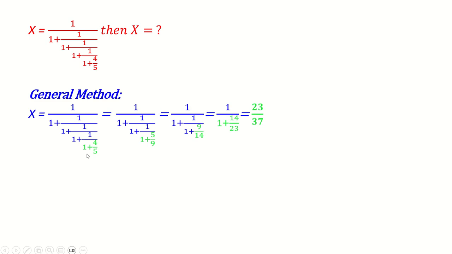How do we solve normally? We look at the 1 plus 4 by 5, and when you simplify this, you will get 9 by 5, so it will reverse. 1 by 9 by 5 is the reverse, so it will become 1 plus 5 by 9. Solve this, and you will get 1 plus 9 by 14. Then solve this, you will get 1 plus 14 by 23. Then solve this, you will get 23 by 37. This is how normally you solve such finite fraction problems.